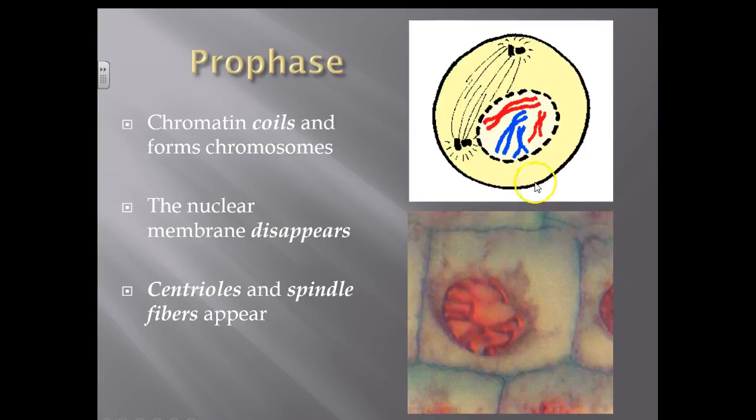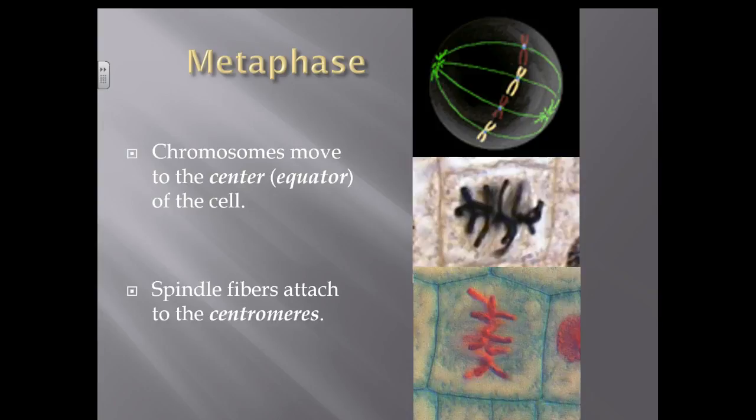The nuclear membrane is going to disappear. These chromosomes are going to start moving around in the cell, and they can't do that if they're in the nucleus. So it makes sense that we need to get rid of the nucleus, and that happens in prophase. And these centrioles and the spindle fibers that they make first appear in prophase. So the spindle fibers are actually going to be what moves the chromosomes around.